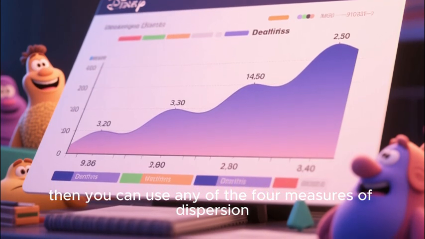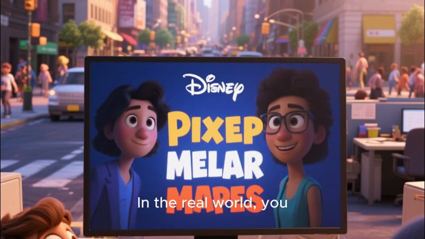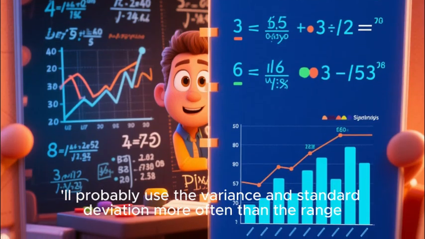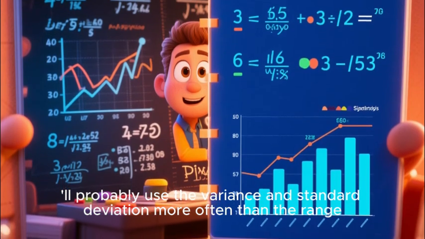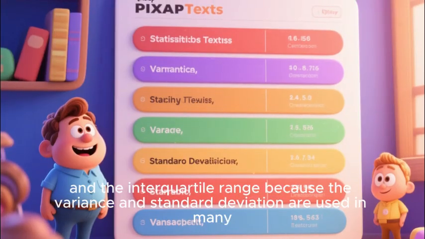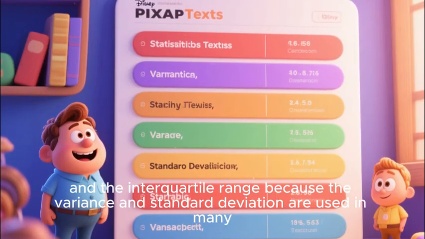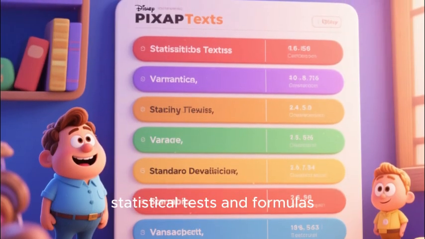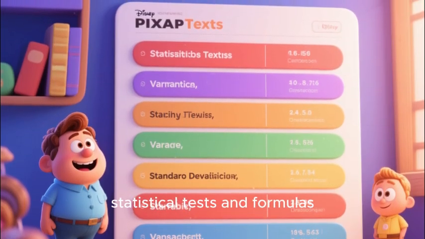But when the data set is not skewed, then you can use any of the 4 measures of dispersion. In the real world, you'll probably use the variance and standard deviation more often than the range and the interquartile range because the variance and standard deviation are used in many statistical tests and formulas.